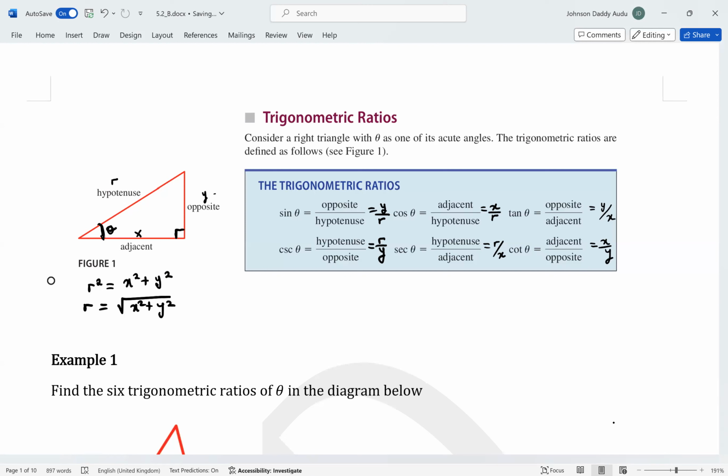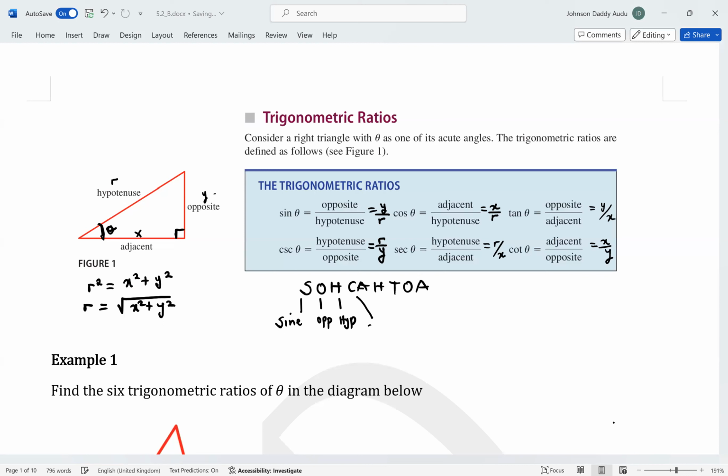One thing we can use to recall these is what we call SOHCAHTOA. So what is SOHCAHTOA? The S in SOHCAHTOA stands for sine. The O stands for opposite. The H stands for hypotenuse. So what does that mean? It means that if you are looking for sine, it's opposite over the hypotenuse. So you take the ratio of the two sides.